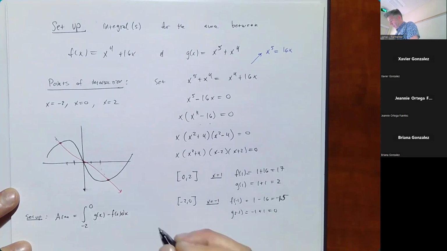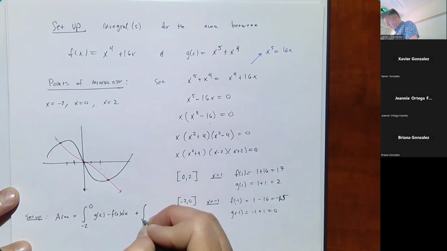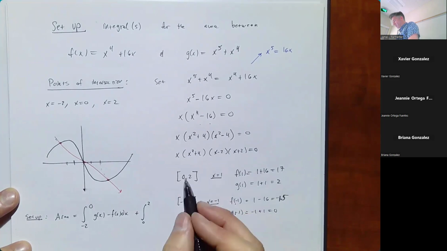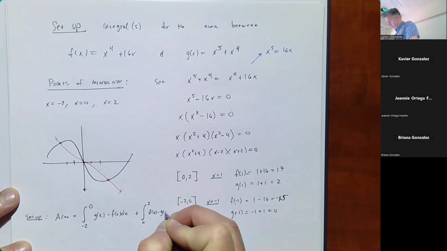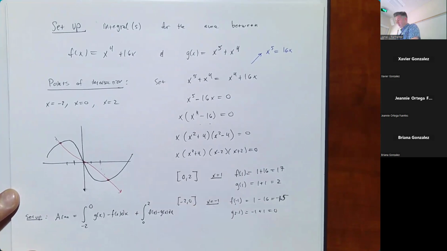And I will write those out in a second. Plus the integral from 0 to 2 of, well, from 0 to 2, f of x is the larger function. So it's going to be f of x minus g of x. And then we're going to actually write out what those are.